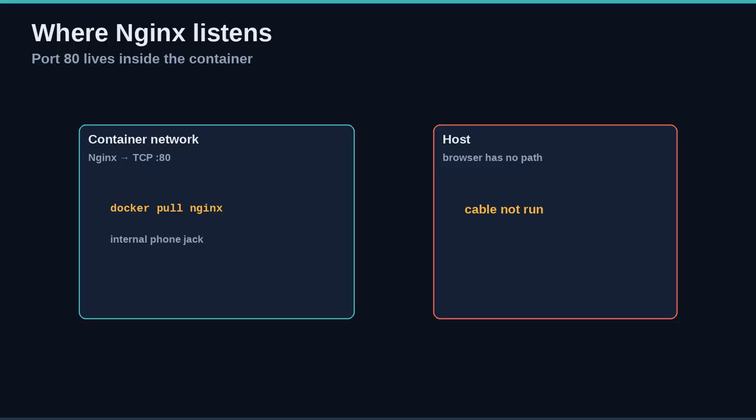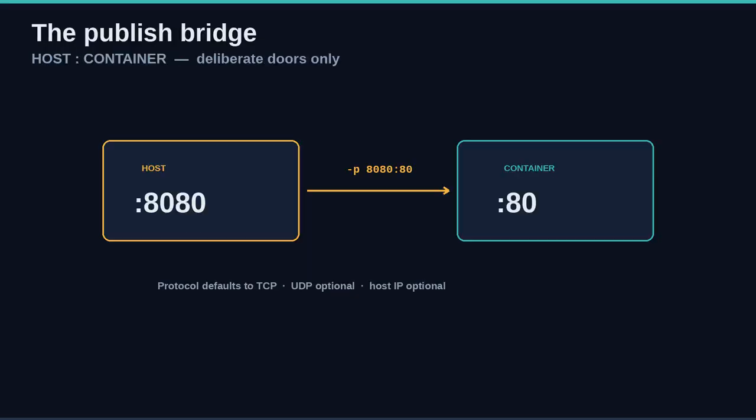You can pull the official image with docker pull nginx. You can even start it. But until you publish a mapping, your browser on the host has no path to that internal 80. The container is a sealed room with a phone jack on the inside wall, and nobody has run a cable to the hallway yet. Docker's answer is the publish flag, written as -p or the longer form --publish.